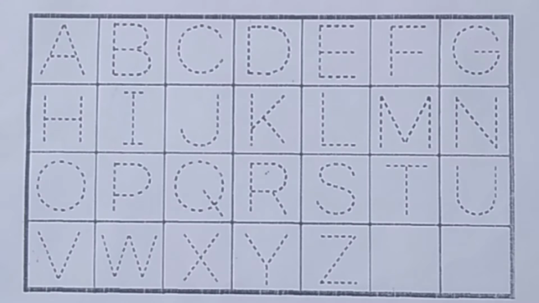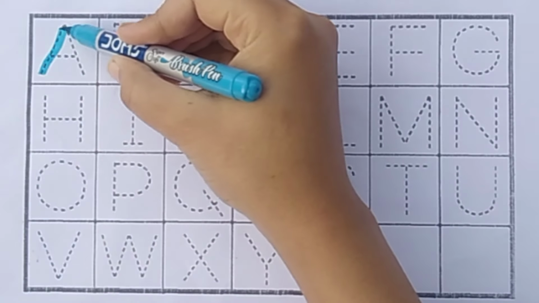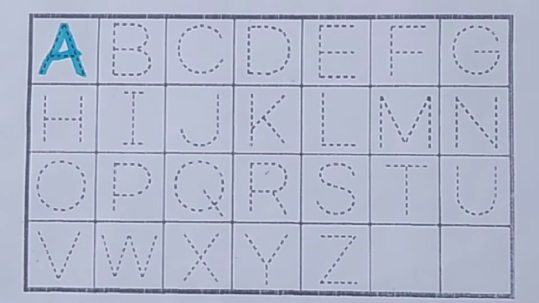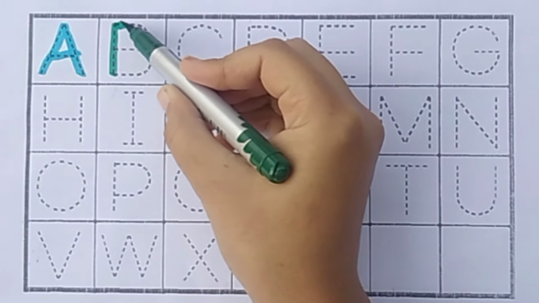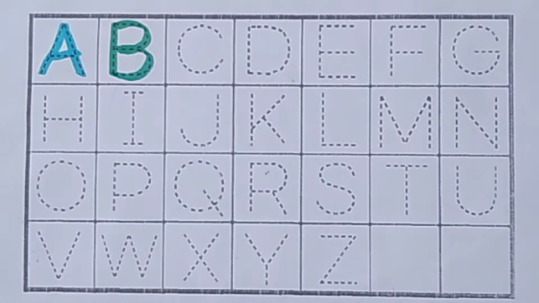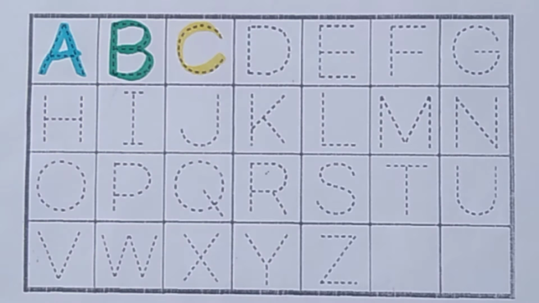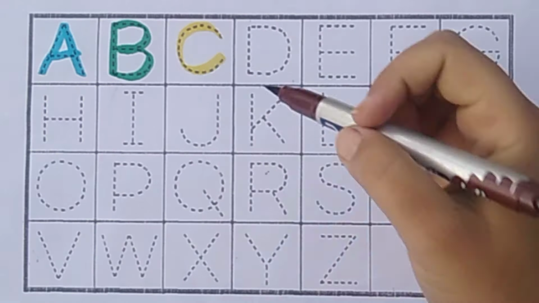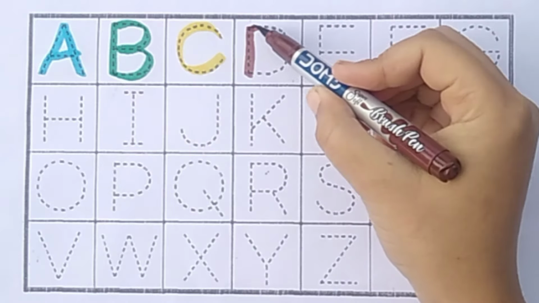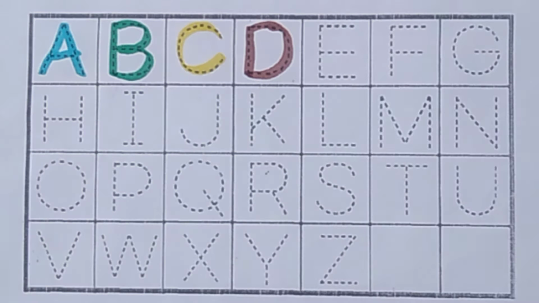Now we learn ABC. Sky blue color, A for apple. Dark green color, B for bat. Yellow color, C for cat. Brown color, D for duck.